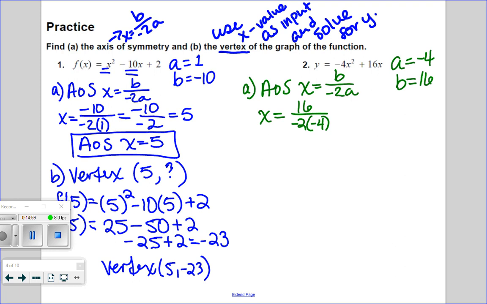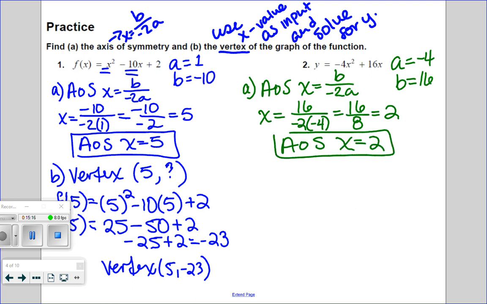Okay, and then let's just simplify that. What's negative 2 times negative 4? That's going to be a positive 8, and then 16 over 8 just gives us 2. So it turns out that our axis of symmetry is at x equals 2. And that's kind of part 1 of the problem. Okay, so that's all done.